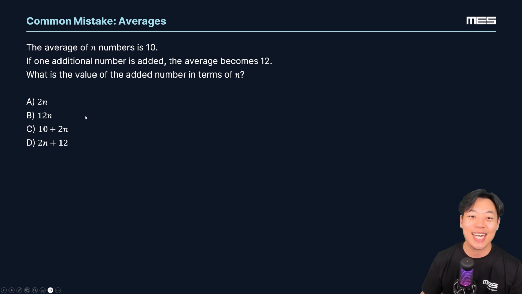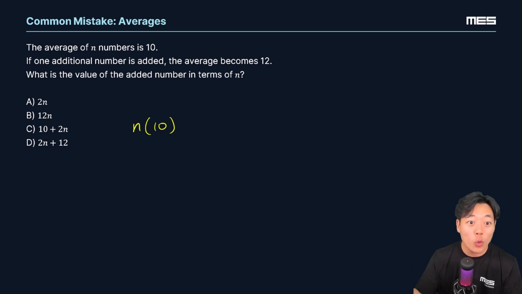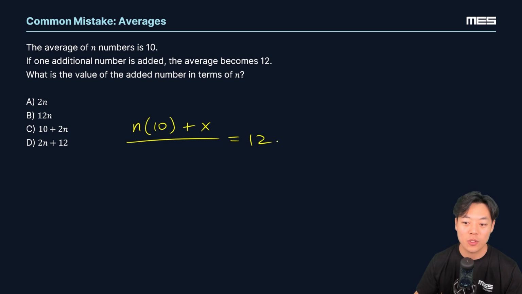The second mistake that I see students make is with averages, understanding that an average is everything summed up divided by the number of things that you have. So the average of n numbers is 10, meaning that whatever we had before, if we multiply n numbers times that average, that's the total of all the things that we have. Now we're adding another number to this, and the average of all that becomes 12.